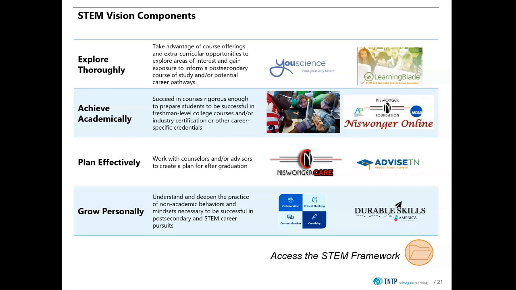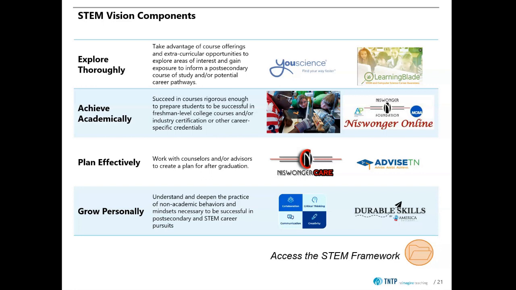Explore thoroughly means that students take advantage of course offerings and extracurricular opportunities to explore areas of interest and gain exposure to inform a post-secondary course of study and/or potential career pathways. Some examples of programs that you might have in your school that support students in exploring thoroughly is U Science or Learning Blade. Consider for a few moments what opportunities kids in your school have to explore thoroughly.